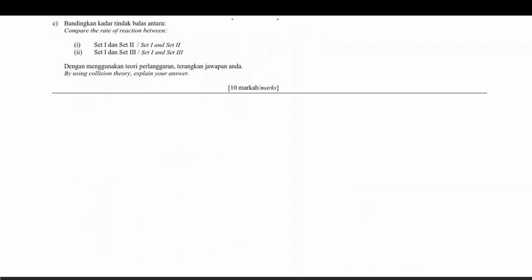Now C. Compare the rate of reaction between Z1 and Z2. The other one will be Z1 and Z3. Now Z1 and Z2 using the collision theory. We know that Z1 and Z2 use different sizes of zinc, right? So the rate of reaction for Z1 is higher than Z2. So you must use the correct word. Z1 higher rate of reaction. The rate is higher. Don't write faster. Reject faster.